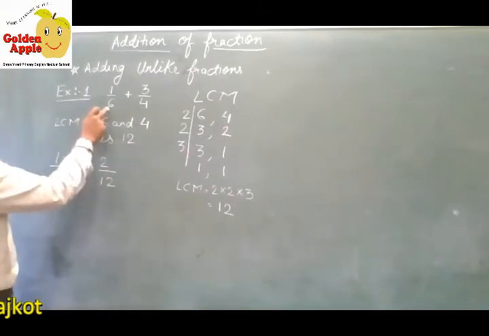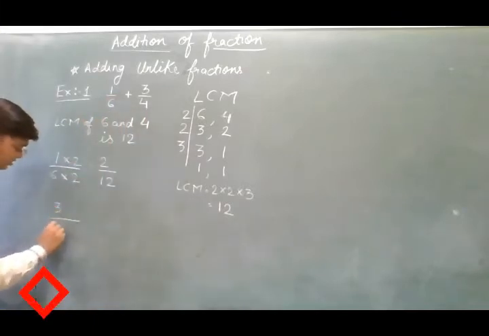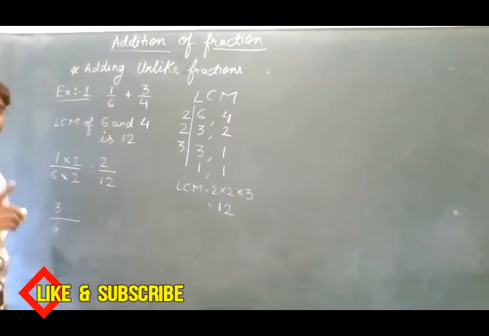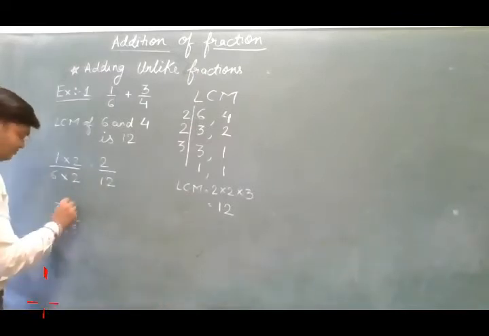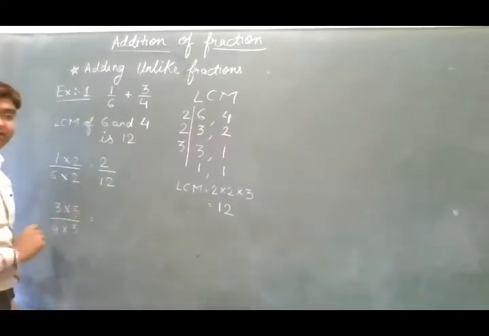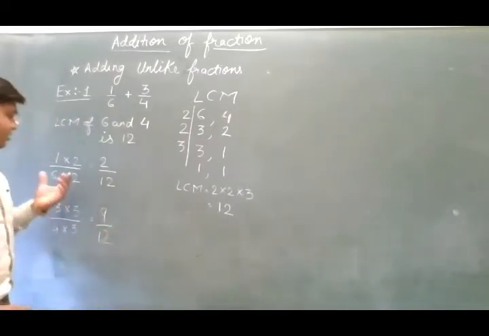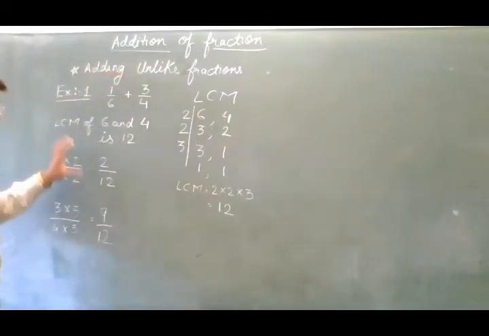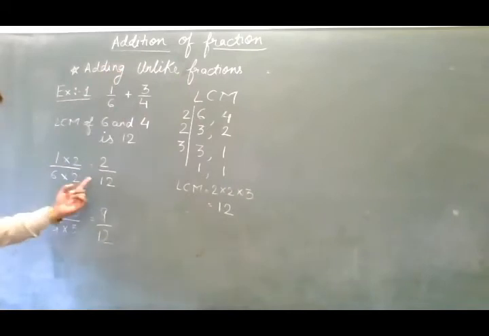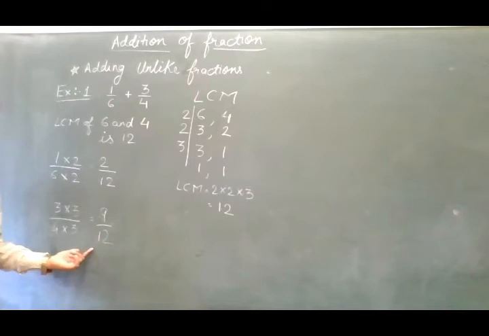Then after the first fraction, we go with the second fraction, 3 upon 4. By which number should I multiply 4 to get 12? Multiply it by 3, because 4 threes are 12. By the same number I have to multiply the numerator also. So 3 threes are 9 and 4 threes are 12. Here you can see that we have converted the unlike fractions into like fractions. Here the denominator is 12 and here also the denominator is the same, 12.